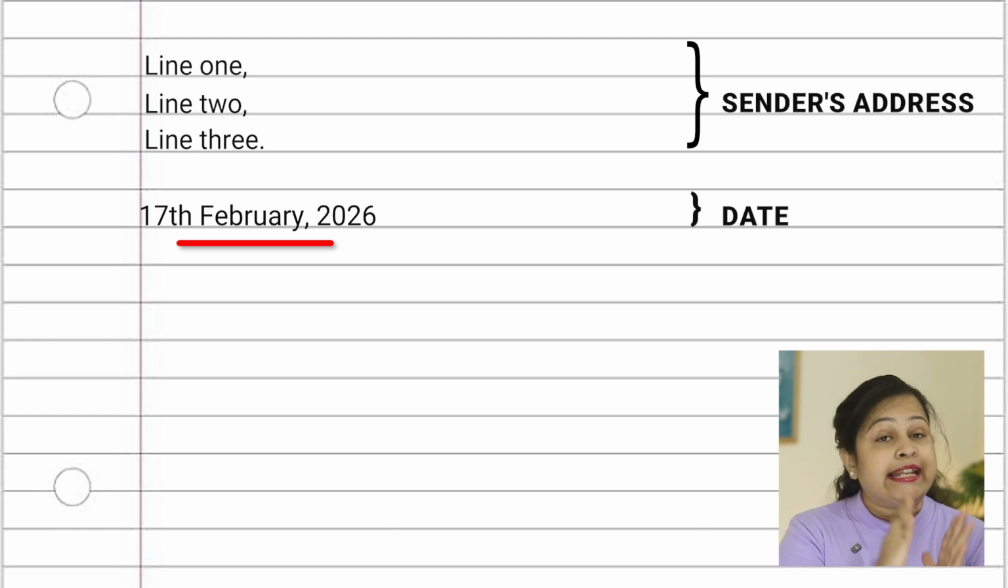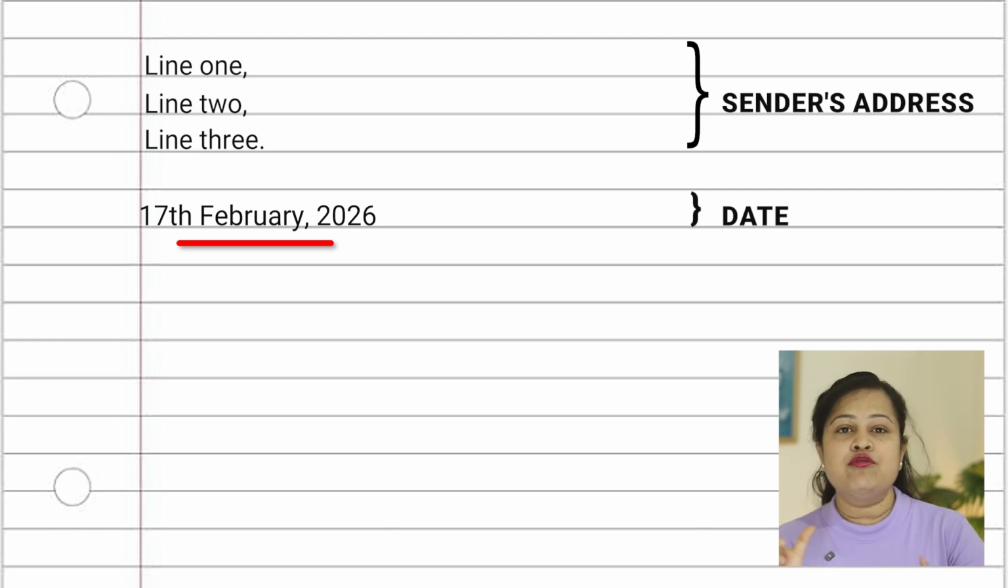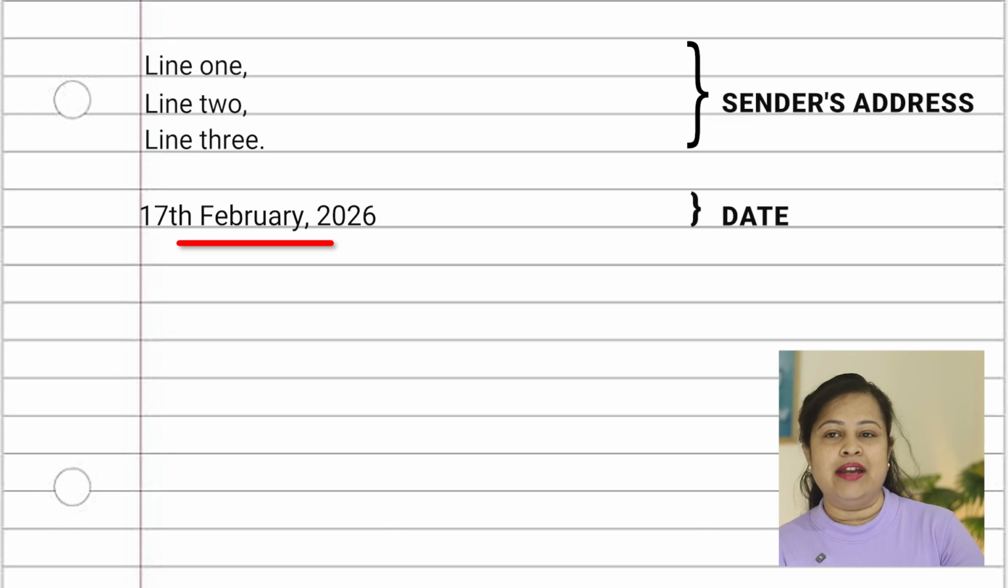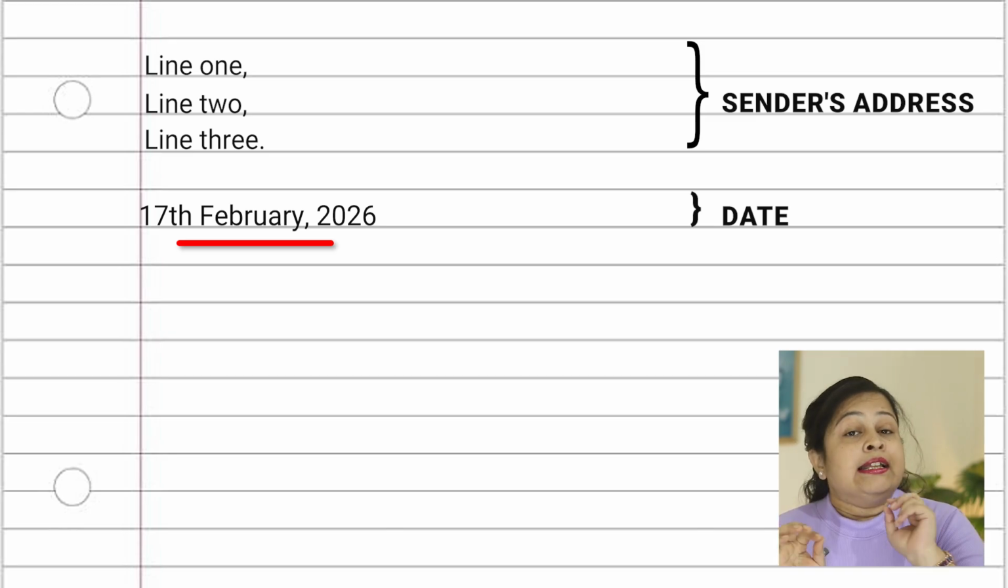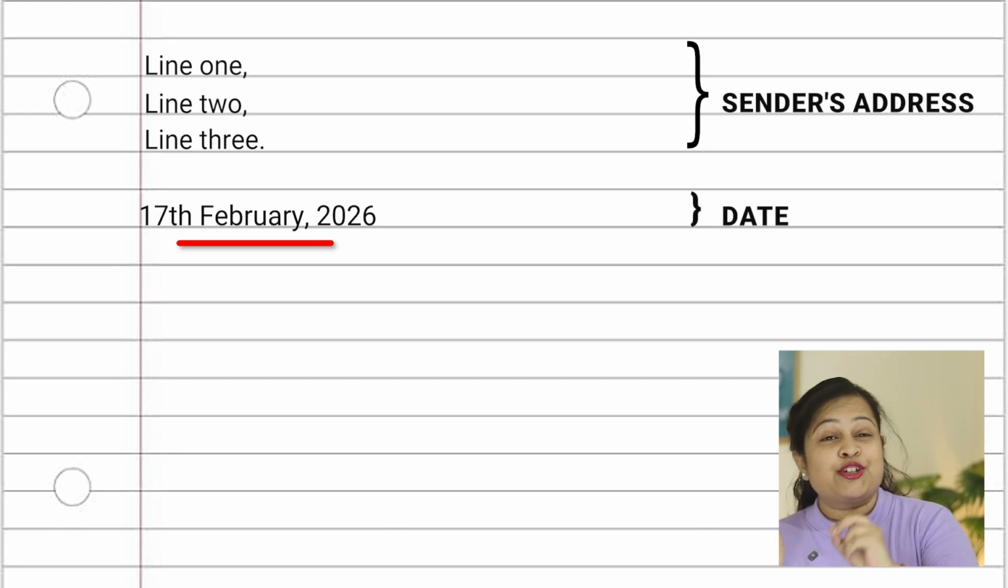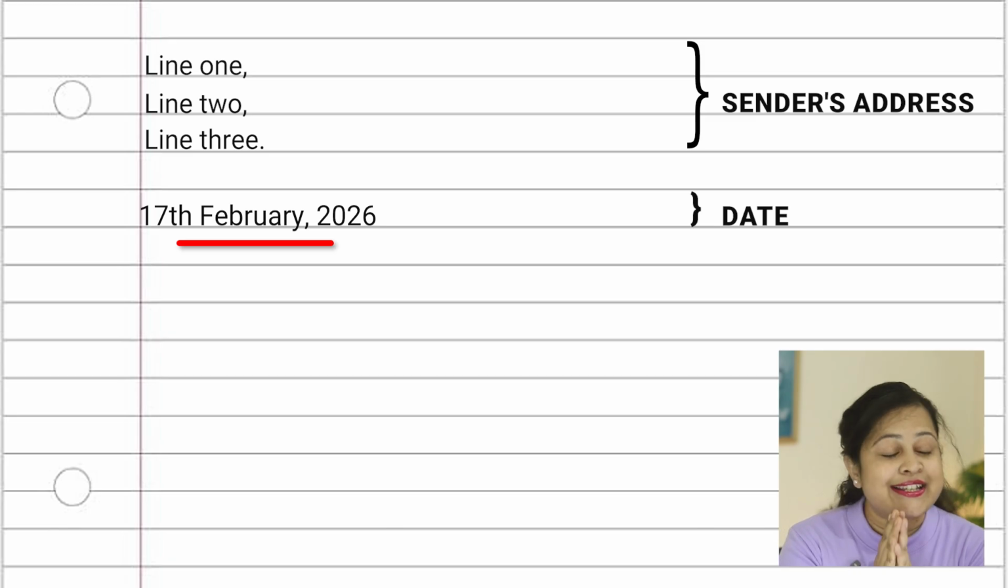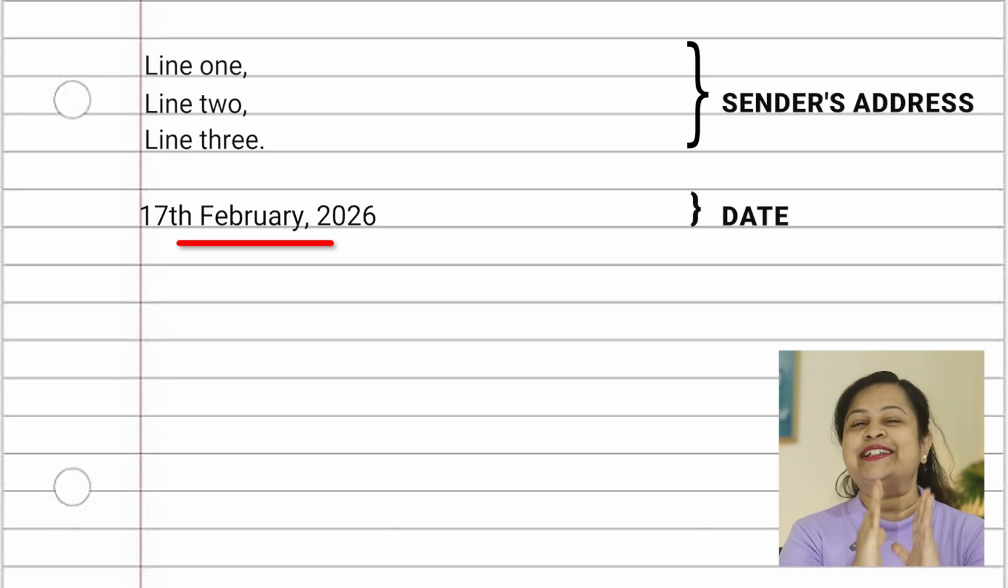Second, the name of the month should be written in full. Not writing Feb, F-E-B, no. The spelling of the month should be written correctly. Many students still make mistakes in writing the correct spelling of February. So please make sure you write the correct spelling. First letter of the month, always in capital.